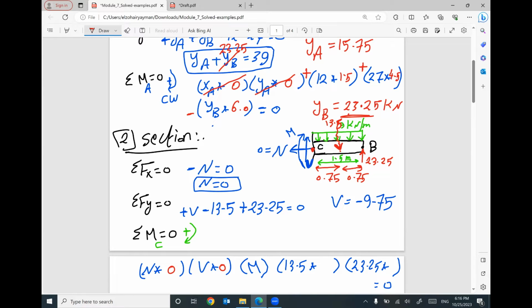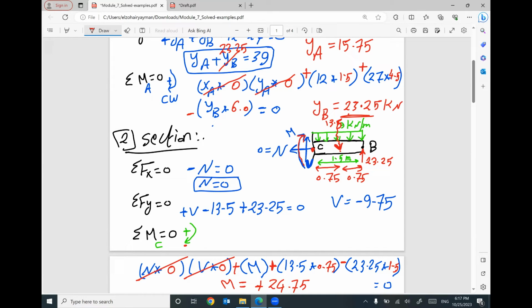13.5, the equivalent distributed load, and your cut C, the distance is 0.75. 23.25, the reaction, and your cut, 1.5. I don't care about the sign here. Your moment, based on your assumption, will be positive. 13.5 times distance will rotate clockwise, will be positive. Your reaction times distance will rotate counterclockwise, will be negative. The only unknown in this equation is your capital M. I can find it out. It will be 13.5 times 0.75 minus 23.25 times 1.5. I got positive 24.75. Positive means this direction for the moment is correct.